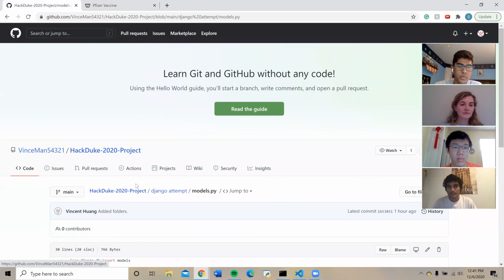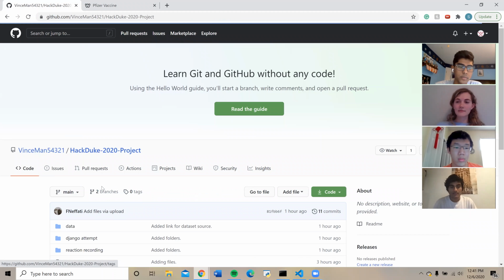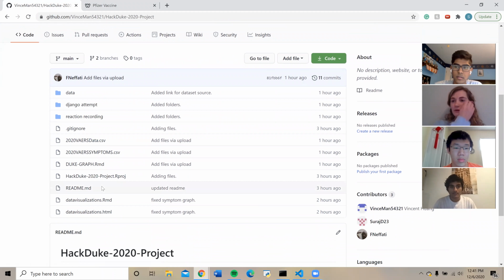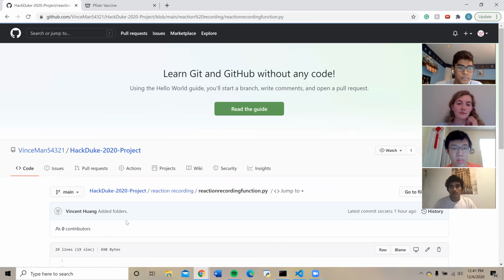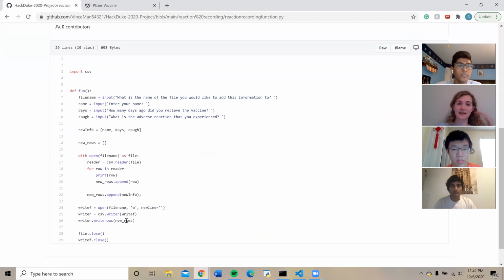Next, we used PyQt to accomplish a similar goal. Since we weren't able to get the Django thing working, we instead did this via Python, where we created a script that would ask a user just within the terminal what their input was, like their name, how many days ago they received the vaccine, and what adverse effects they were experiencing. And then this data would be put into an already existing CSV file and updated with new information.